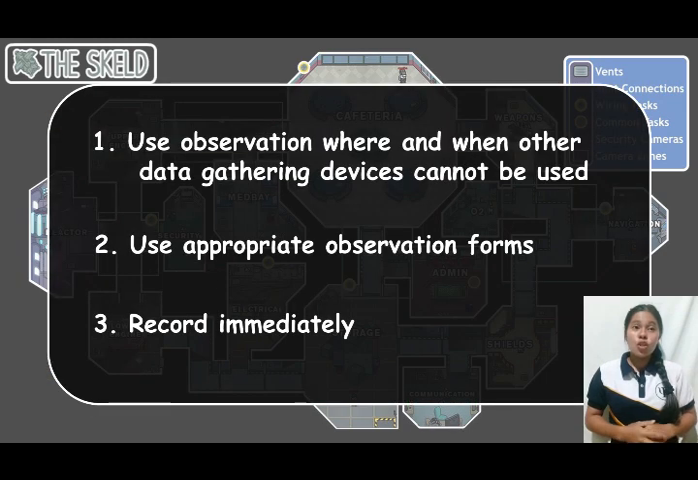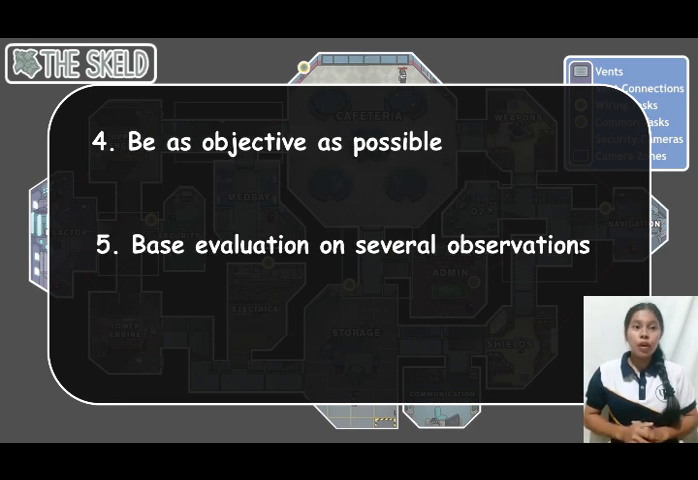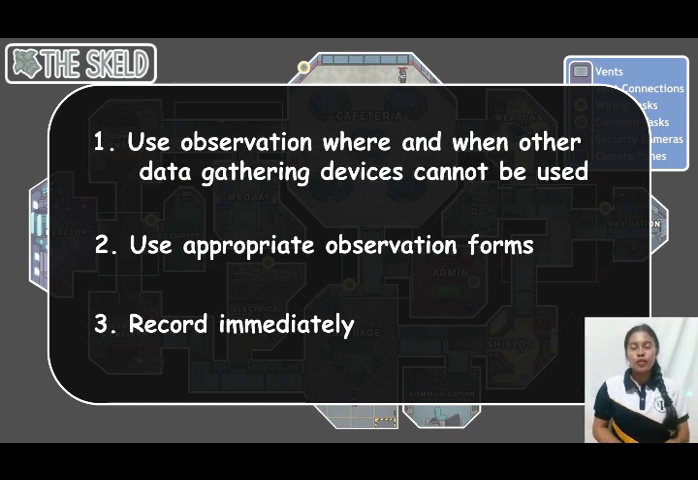So first, use observation where and when data gathering devices cannot be used. 2. Use appropriate observation forms. 3. Record immediately. 4. Be as objective as possible. 5. Base evaluation on several observations. First, use observation where and when other data gathering devices cannot be used.